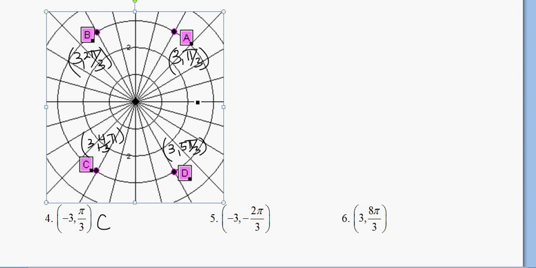Negative 2 pi thirds goes over into the third quadrant. And negative 3, 180 degrees puts me back into the first quadrant. So that's letter A. And then 8 pi thirds is going to be 6 thirds pi plus 2 thirds pi. So that's just going to be in the second quadrant. So that's going to be letter B.